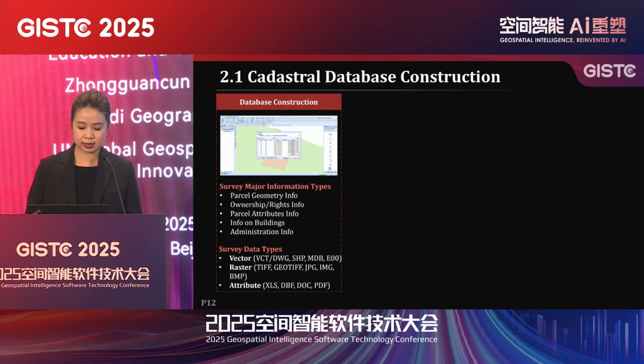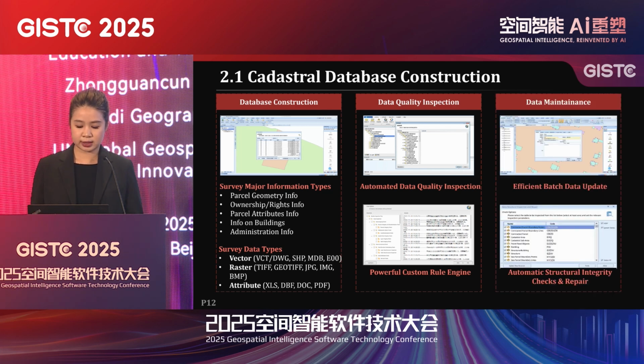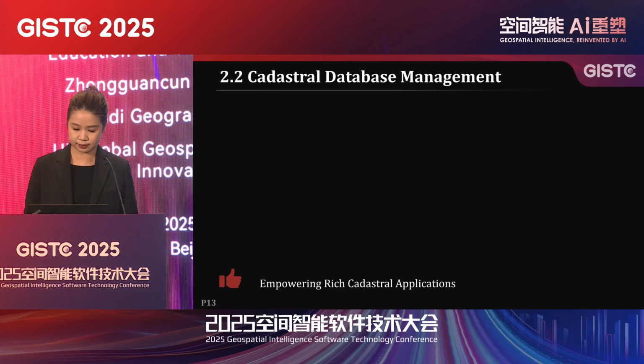The system can integrate diverse data types such as vector, raster, and attribute files, ensuring comprehensive data ingestion. Crucially, we prioritize data quality inspection through automated processes and a powerful custom rule engine, guaranteeing the integrity and accuracy of your cadastral data. Furthermore, our system offers efficient data maintenance, including efficient batch data updates and automatic structural integrity checks and repair, ensuring your database remains consistent and reliable over time.